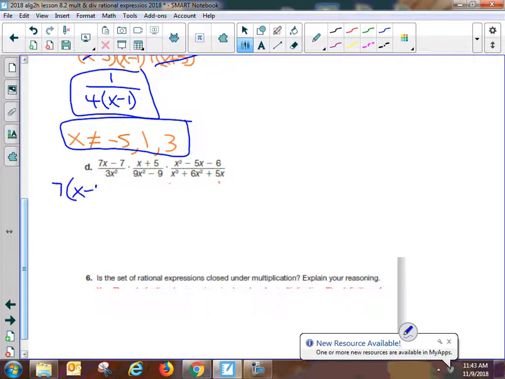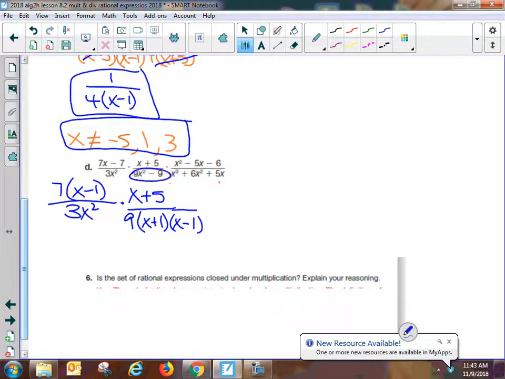Perfect. So we're going to factor out a 7. We have 7 times quantity x minus 1 over 3x squared. And then I'll rewrite the x plus 5 because we don't have to touch it. And then, good. Let me just write on the side here. So when we factored out the 9 from this, you would have had an x squared minus 1 there, which in turn you would have factored a little bit more.